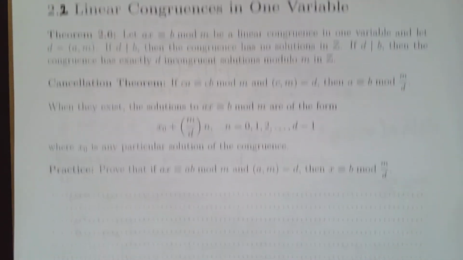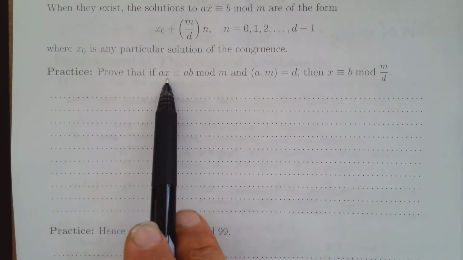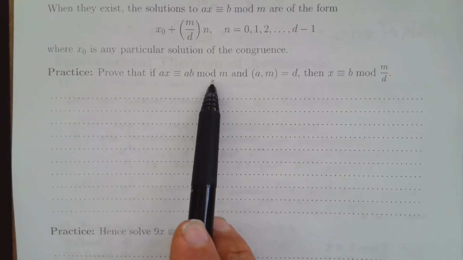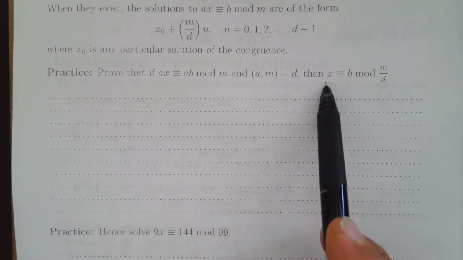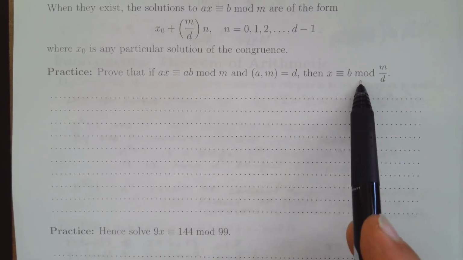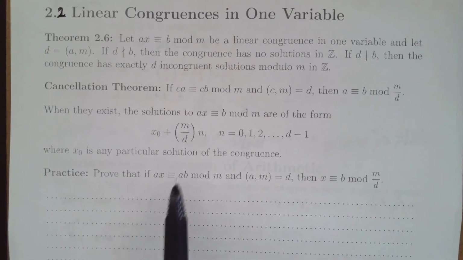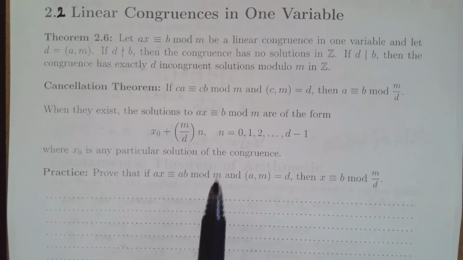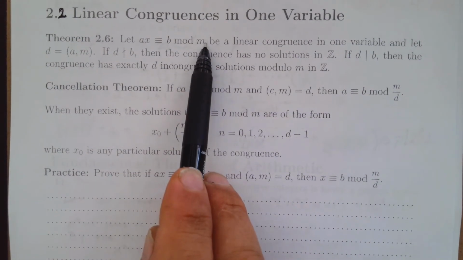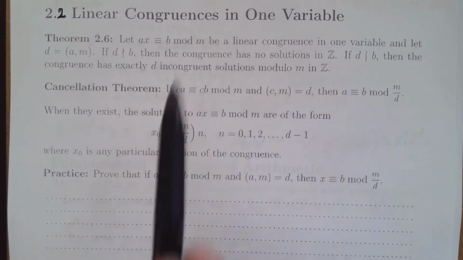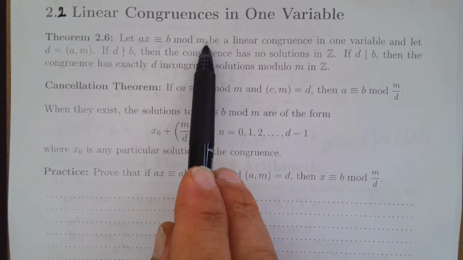All right, so we're going to practice with a proof to prove that if AX is equivalent to AB mod M, and the greatest common divisor of A and M is D, then X is going to be equivalent to B mod M over D. I do want to point out that the form of the congruence is very similar to the form of the congruence in the theorem.